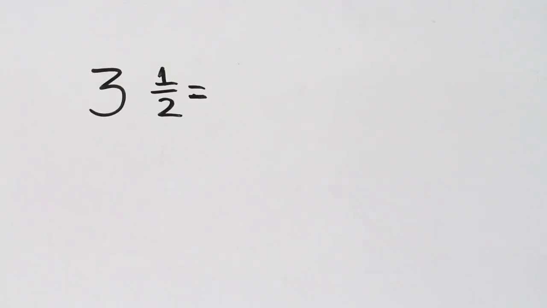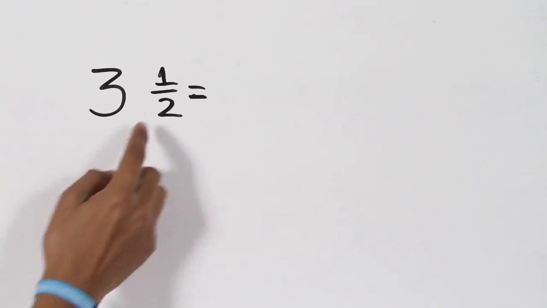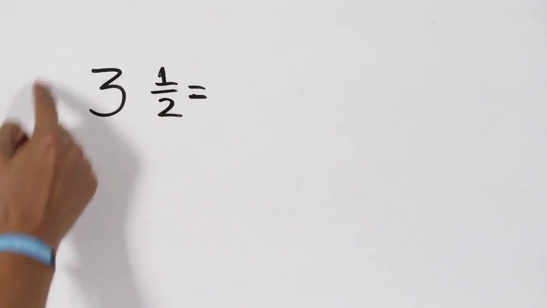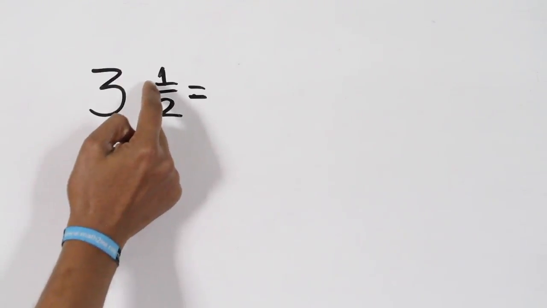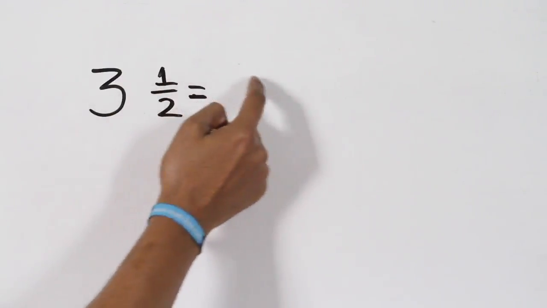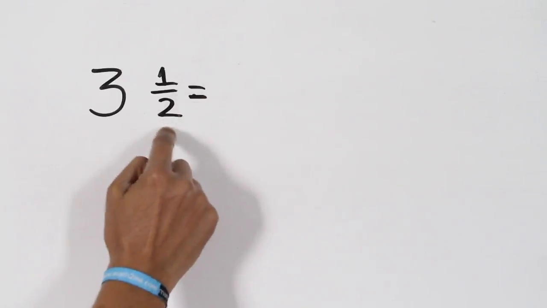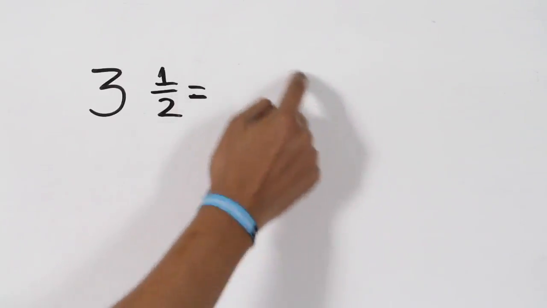To convert a mixed fraction to an improper fraction, it's very simple to do. You just have to multiply the bottom number of the fraction part by the whole number. Then add to this result the numerator, and this will be the numerator of the improper fraction. Finally, keep the same denominator in the improper fraction.